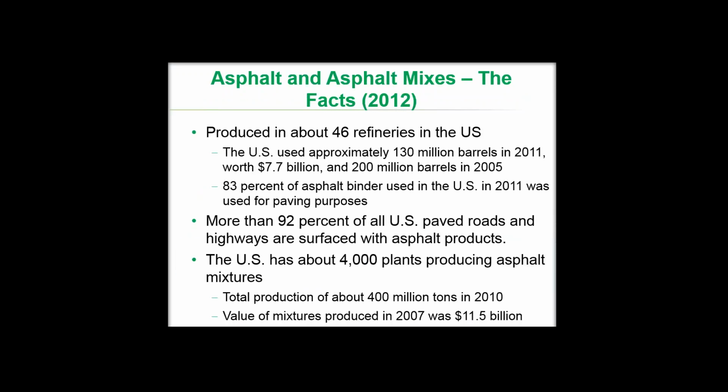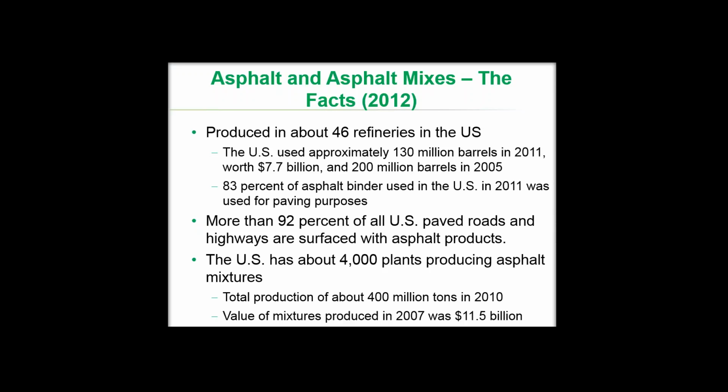As Tom mentioned for aggregates, similar for asphalt binders, it's a big deal economically in the United States. There are currently about 46 refineries in the U.S. producing asphalt. We used about 130 million barrels in 2011, which is down quite a bit since the building boom in the middle of the last decade. That was worth about $7.7 billion.